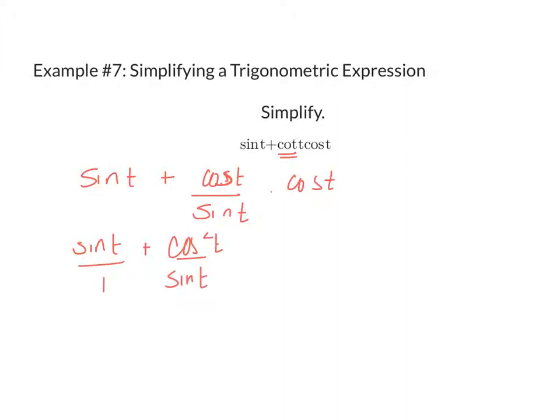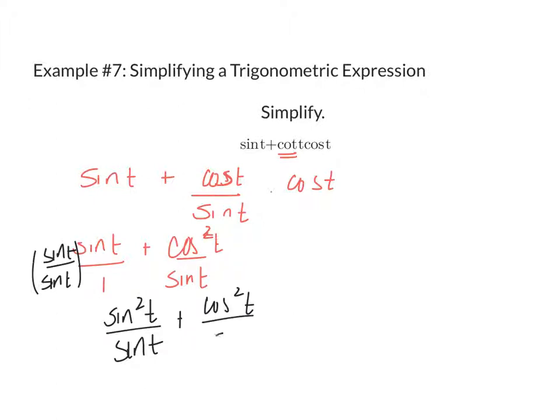At this point, we have two fractions being added to each other, and in order to add them, I have to be sure that they have the same denominator. So I'm going to multiply the first fraction by sine t over sine t. That will give you sine squared t over sine t plus cosine squared t over sine t. That would then give you sine squared t plus cosine squared t over sine t.